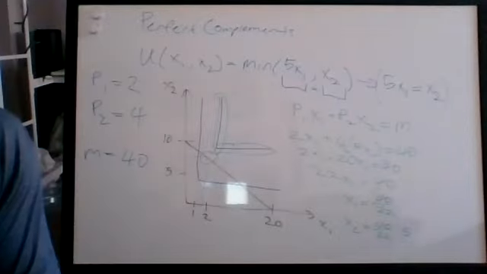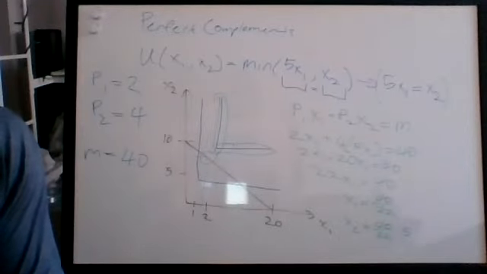When we do an MRS test on a particular function, we have to look at what happens when x1 goes up and y goes down, right? That's what we want to know. Are you referring to diminishing MRS? Oh, yes. How do we check for diminishing MRS?